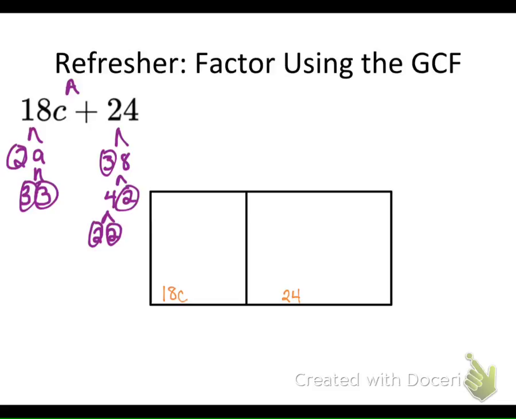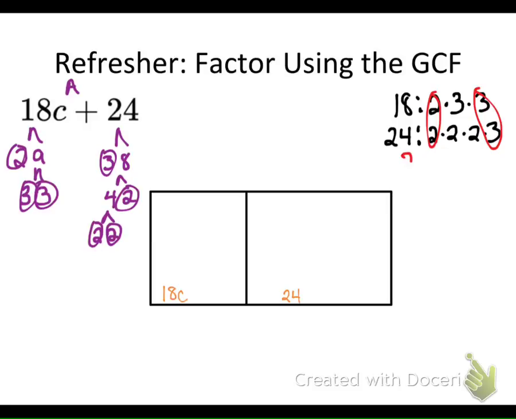All right, now let's go ahead and write these out over here. So I have 18 is equal to, from smallest to biggest, 2 times 3 times 3. 24 is going to be equal to 2 times 2 times 2 times 3. All right, numbers that 18 and 24 both have in common: 2 and 3. Because we have a 2 and a 3, we're going to multiply those both together. So my greatest common factor is going to be equal to 6.